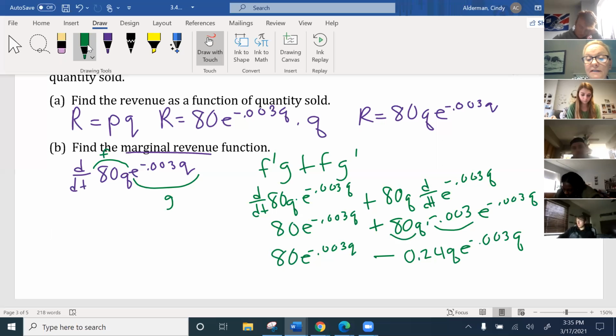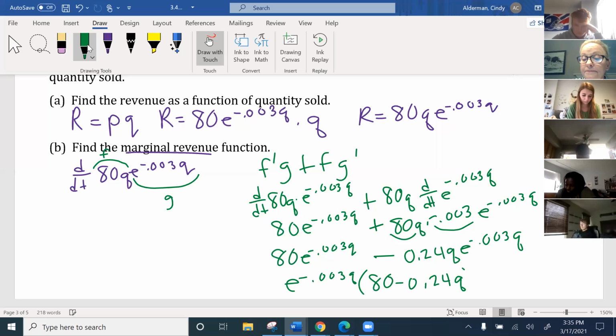So you could leave it like that, or you could factor out e to the negative 0.003 q to get 80 minus 0.24 q. Again, either one of these. The second one, you don't have to type as much, which is nice.